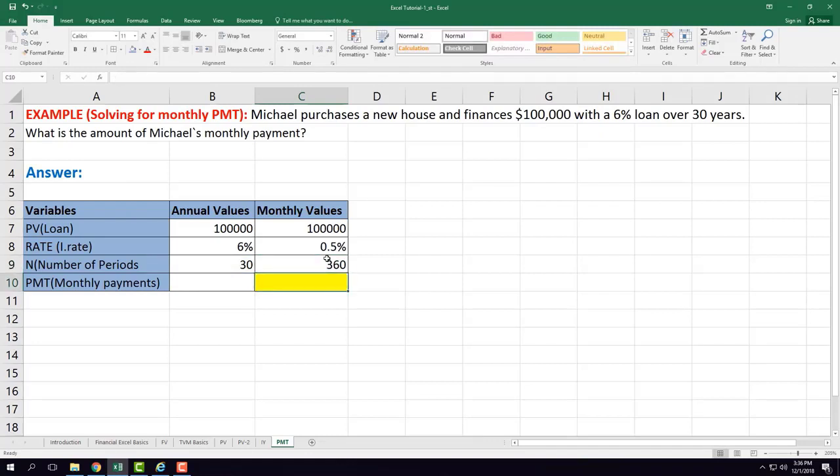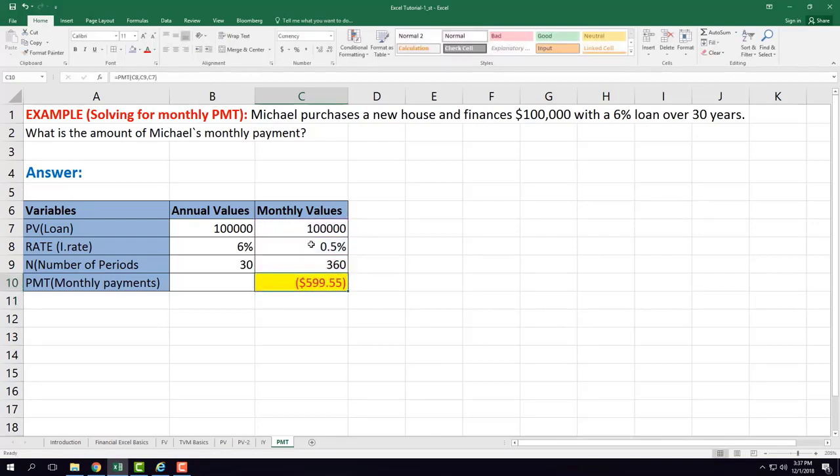In order to calculate mortgage payments, you just need to write here in the yellow cell PMT. This is the function to calculate the monthly payments. Choose the interest rate here, comma, the number of periods, and the third parameter is the present value, which is $100,000. You do not need to enter anything else. Close the parentheses.